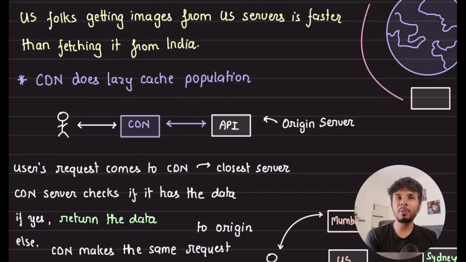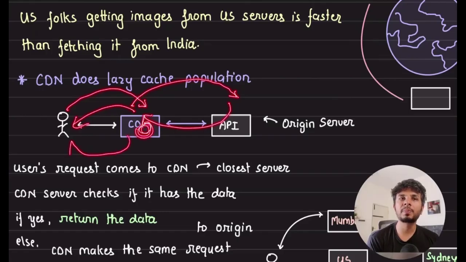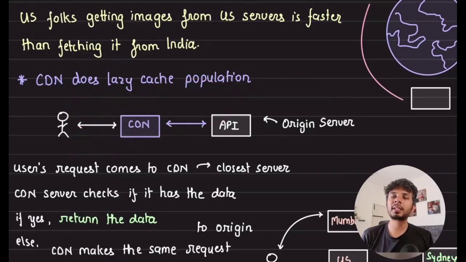For example, I'm loading an image. I gave the path of the CDN, and the request came to the CDN. If the CDN has the data, it serves it. If it does not have the data, the CDN makes the same request to the origin server. The origin server sends the data, the CDN caches it over here and sends a response back to the user. This is how it works.